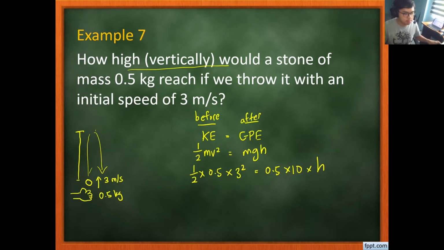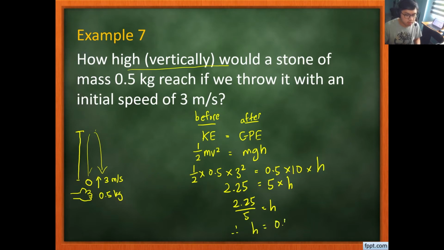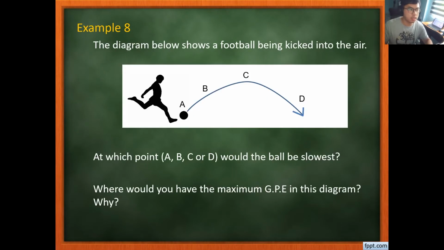Half times 0.5 times 3 squared is equal to 2.25, and then 0.5 times 10, that is 5, times h, and then you move the 5 to the other side, and therefore h is equal to 0.45 meters, right? And that's the answer.